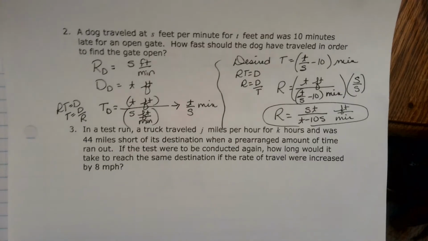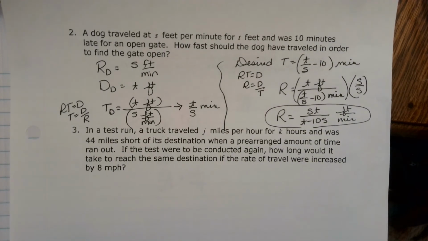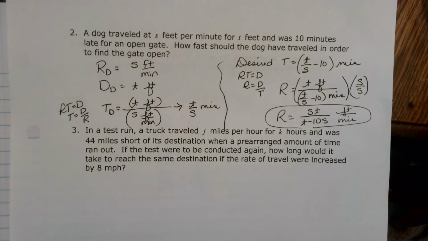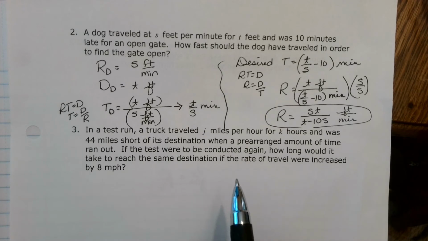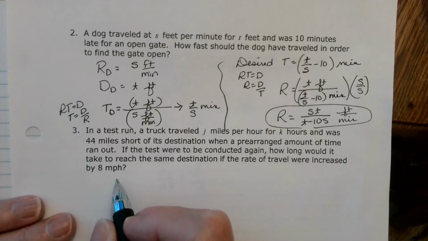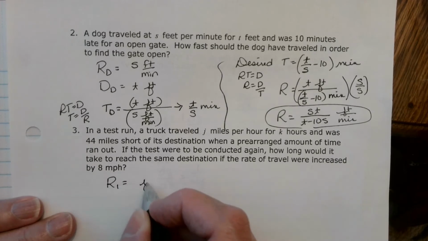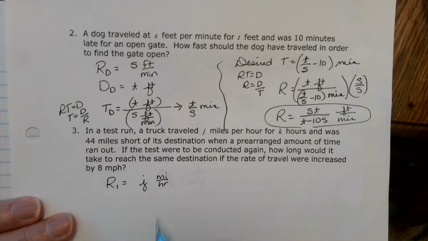Okay. And the next one says, in a test run, a truck traveled J miles per hour for K hours and was 44 miles short of its destination when a prearranged amount of time ran out. If the test were to be conducted again, how long would it take to reach the same destination if the rate of travel were increased by 8 miles per hour? Okay, so for the rate here, it says that he traveled at J miles per hour. So the first rate is J, and that's miles per hour. It says he did it for K hours. So the first time that he did was K hours.